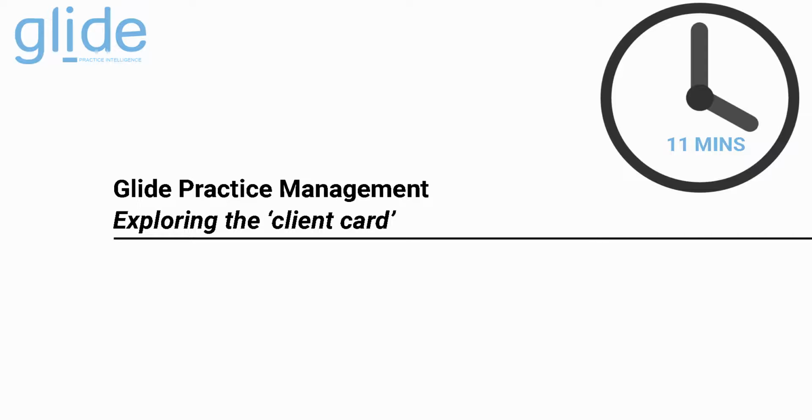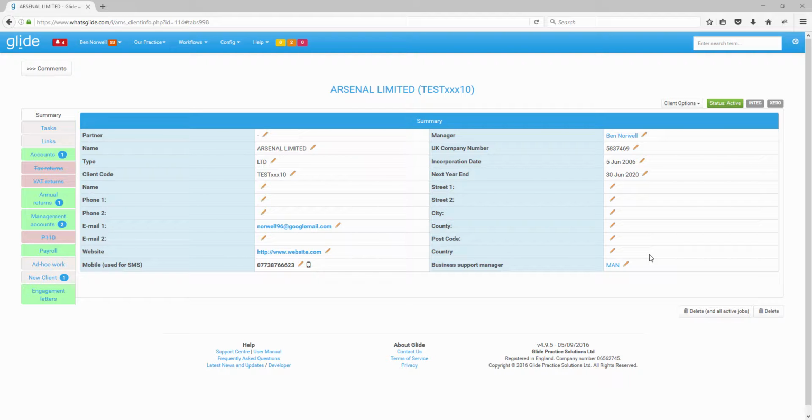This video is a really brief introduction to the client card screen, showing you what everything means. So I've clicked on the client Arsenal Limited. Wherever you see a client and it's in the blue kind of hyperlink style, you can click on that to come to the client card.